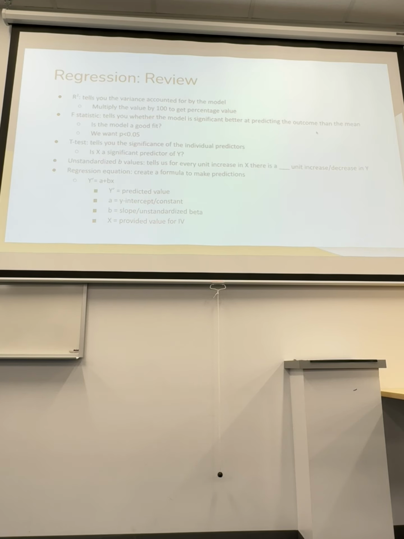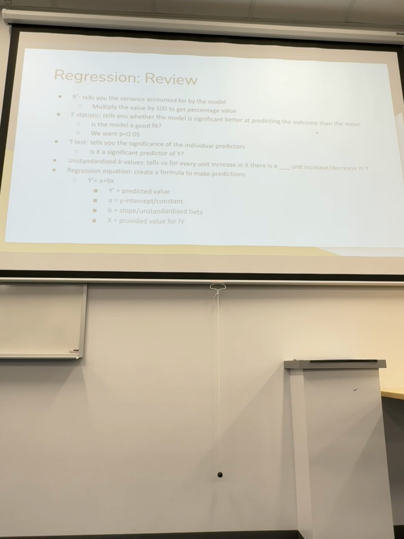These are all of the statistics that you need to interpret. This should be reviewed for you based on your last assignment. You have your R-squared value. You multiply by 100 to get your percentage of explained versus unexplained variance. So if we had an R-squared of 0.3, 30% of the variance is explained by the model. The remaining 70% is unexplained.